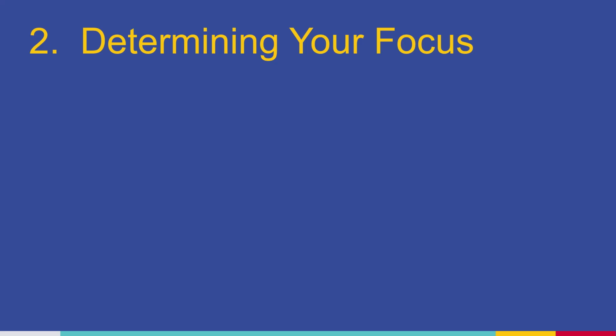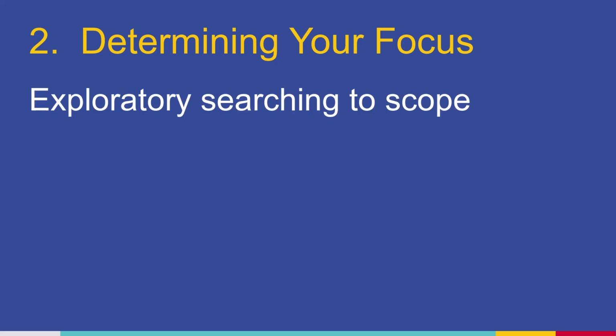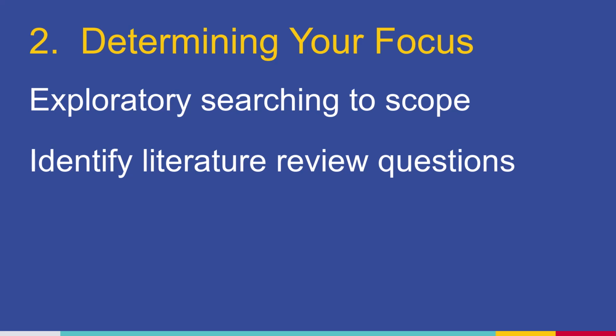After planning, in step 2, you'll narrow the focus of your literature review. This makes it manageable and keeps you from getting overwhelmed. 2 concepts are critical here: how to conduct some exploratory searches to scope out the existing research, and how to identify the major buckets or review questions to guide your later searching.